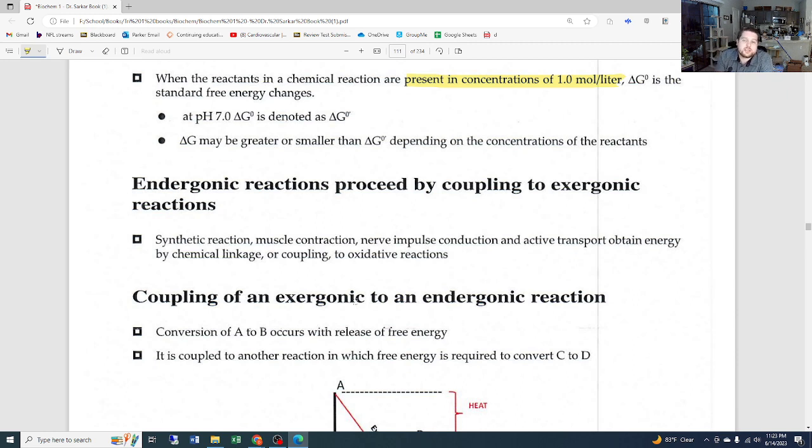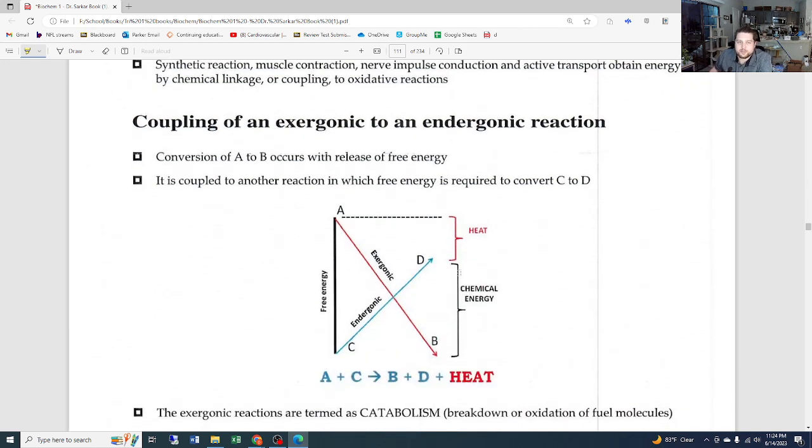Endergonic reactions proceed by coupling to exergonic reactions. So synthetic reactions, muscle contraction, nerve impulse conduction, and active transport obtain energy by chemical linkage or coupling to oxidative reactions. So, coupling of an exergonic to an endergonic reaction. Conversion of A to B occurs with the release of free energy. It is coupled to another reaction in which free energy is required to convert C to D. So an exergonic reaction is occurring and releasing energy, and the endergonic reaction takes up some of that energy to form its product and do its job. And we also have additional heat that is let off.